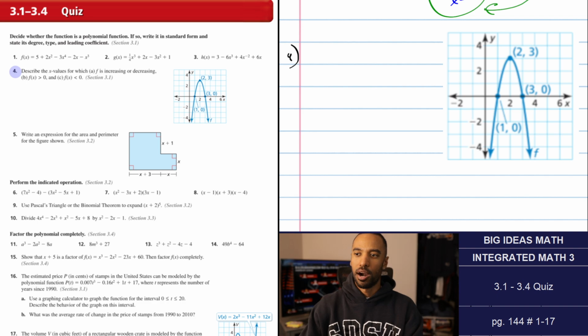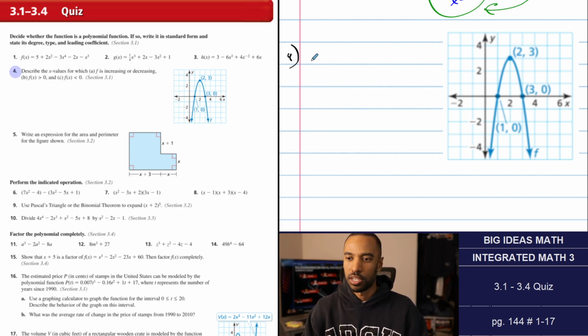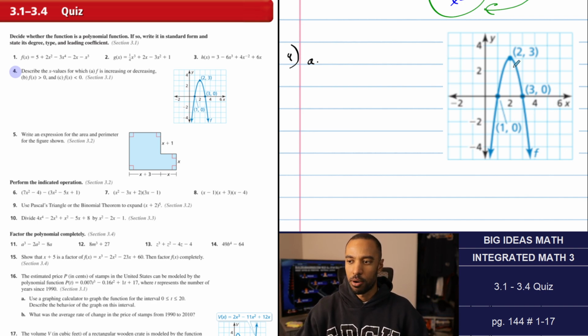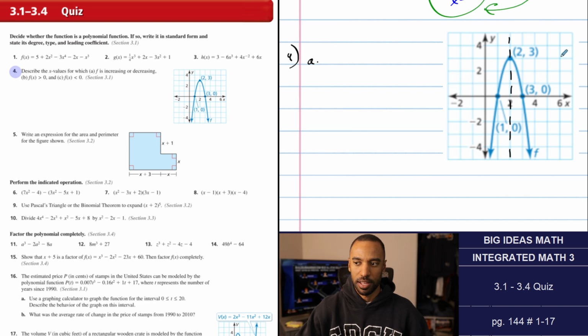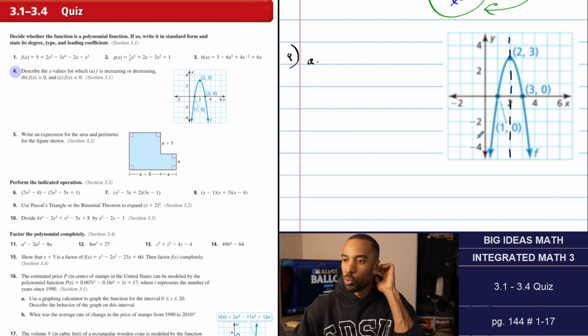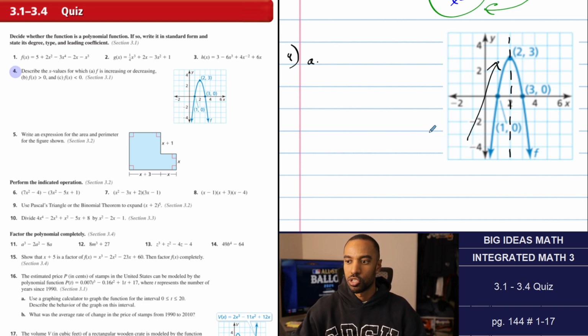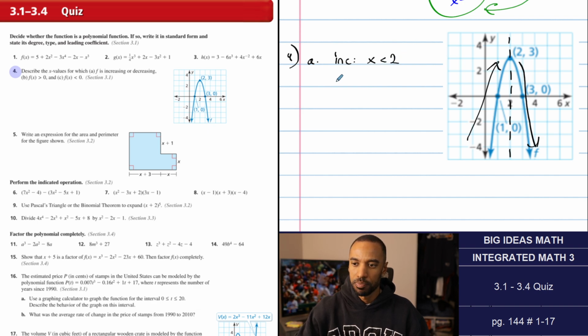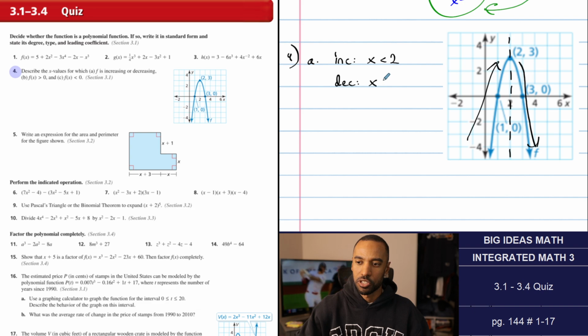Okay, so for part A, we're trying to decide where this is increasing and decreasing. Now we're asking for intervals on x. When you see this parabolic shape of probably a quadratic function here, x equals 2 is the axis of symmetry, and it not only shows where points reflect across, but it shows where points are the same height. We are increasing to the left of 2 as we move to the right, and as we continue to the right, we start decreasing as we go downward. So we are increasing on the interval where x is less than 2, all those values, and we are decreasing on the interval where x is greater than 2.